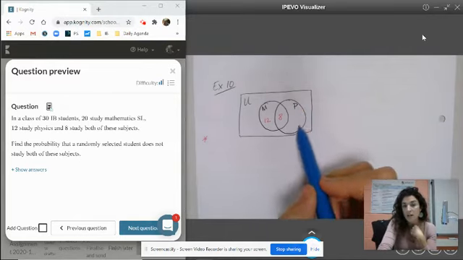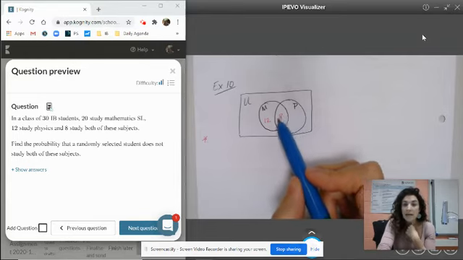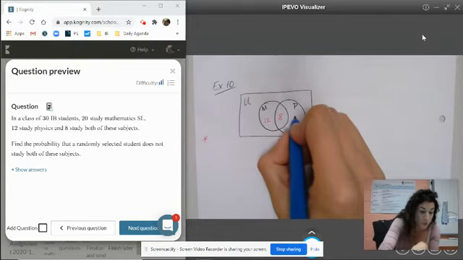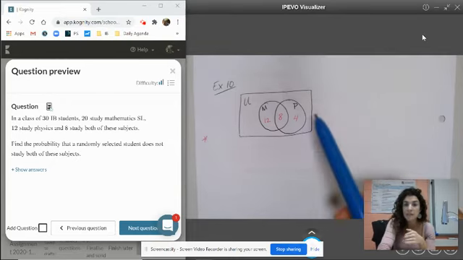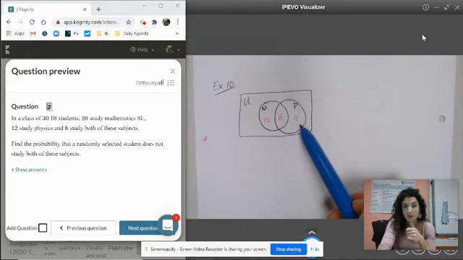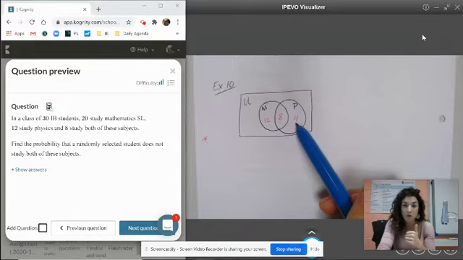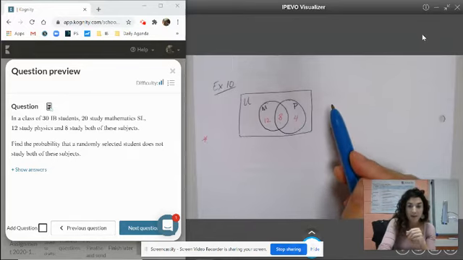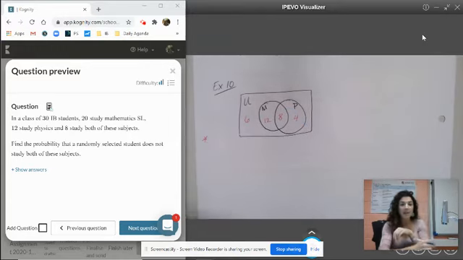Versus your physics, where it says 12 are taking physics. So this whole circle represents 12 students. 8 of them are also taking math, which means 12 minus 8: there's 4 students who are only taking physics. Since this is out of 30 students, we need to make sure that all of these numbers add up to 30, which they don't. 12 plus 8 is 20, plus 4 is 24. We have 30 minus 24, 6 students left who take neither math SL or physics.